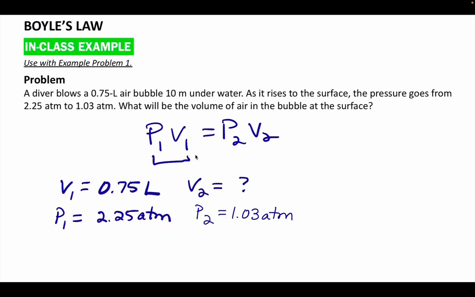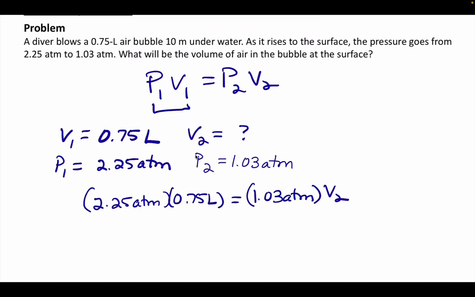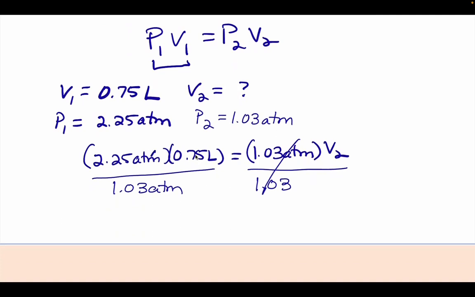So then we can just substitute into the equation. We would have 2.25 atm times 0.75 liter, and then 1.03 atm times V2. So V2 is my X. So I can stop at this point, or just calculate it if I want, or you can show your work. This is what we're doing, the algebra. So you can see the atm cancel and you end up with liters.